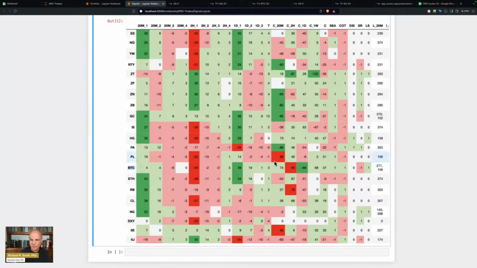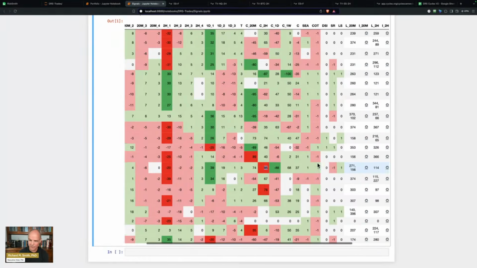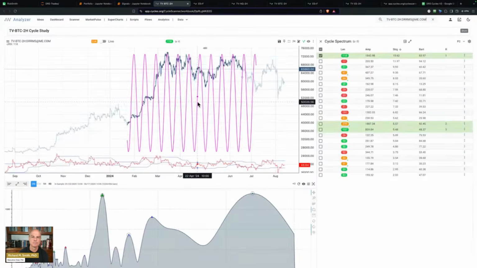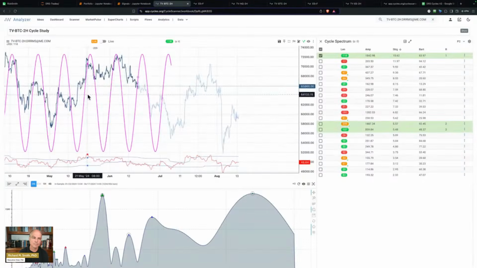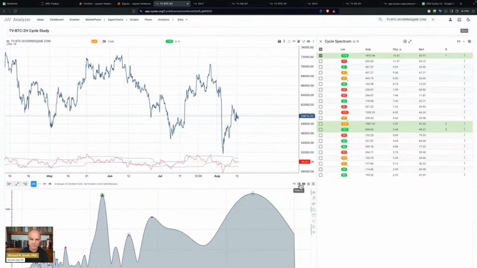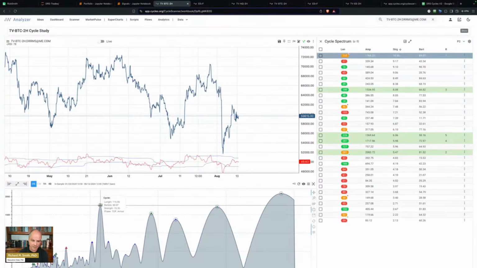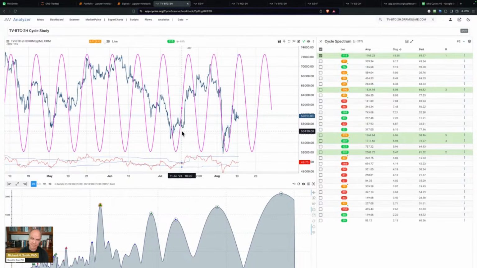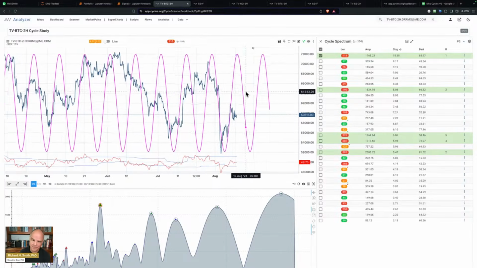And if we go over here to the 2-hour cycles on Bitcoin, this is one of the best cycles that I've seen ever. And it's topping right now. So let's take a look at the 2-hour cycle on Bitcoin. So we've been tracking this 118. We update it, 115. And look at what's happening here.